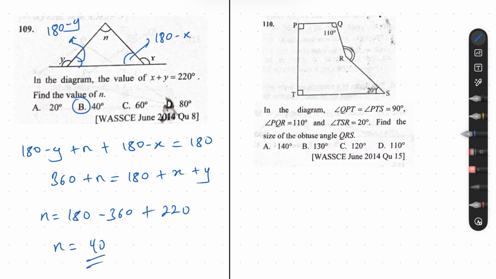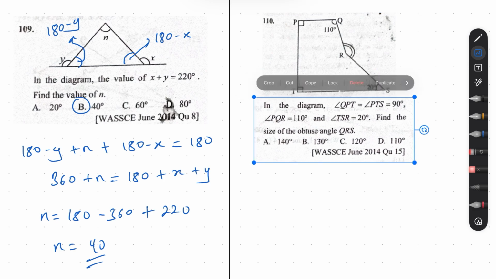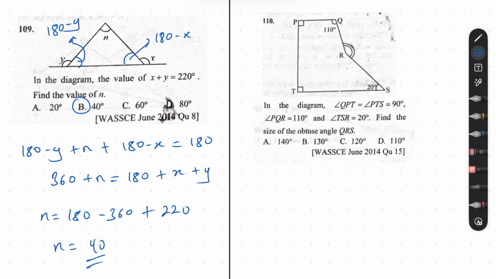Okay, question 110. Let's move it forward a little bit. Okay, cool. Now the question says we should find the angle QRS, which is this angle right here. We've been given this as 90. This is also 90. This is 110, and then this is 20. So we need to find this angle.